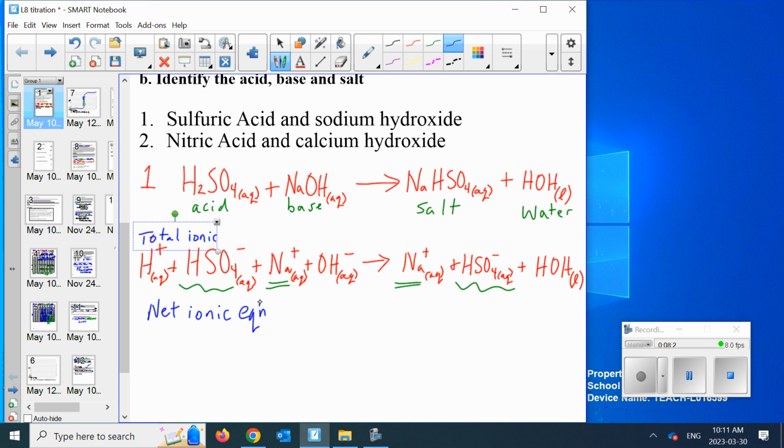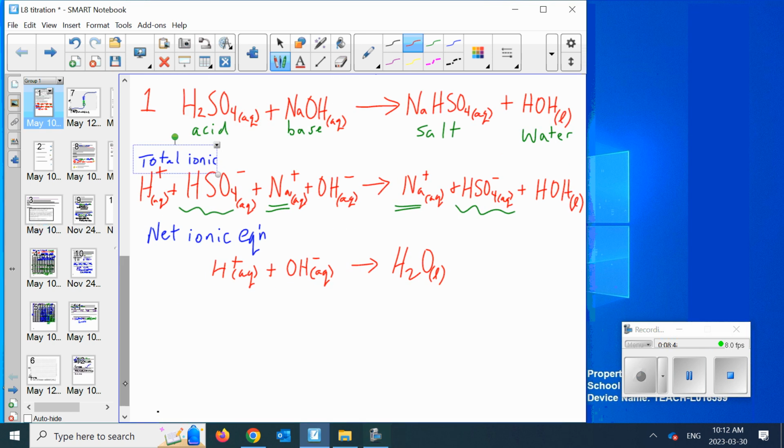is as follows. We eliminate those underlying spectator ions. We really have just H plus and OH minus coming together to form water. This time you can keep it as HOH or you can keep it as H2O, it's the same thing. Okay? Like that. Okay, we're going to do this one together. So let's get a separation.